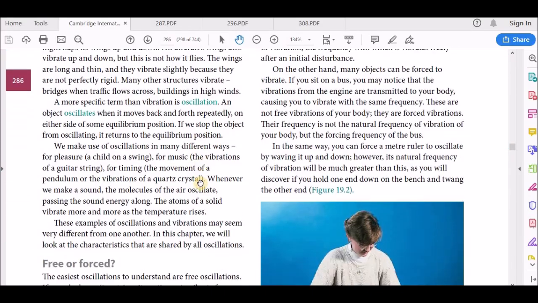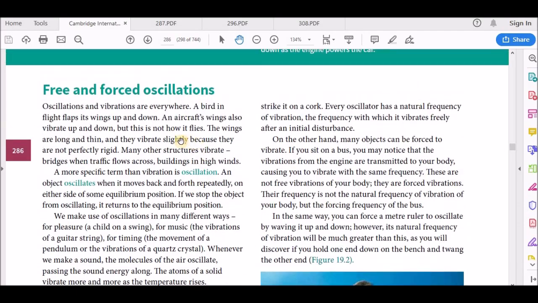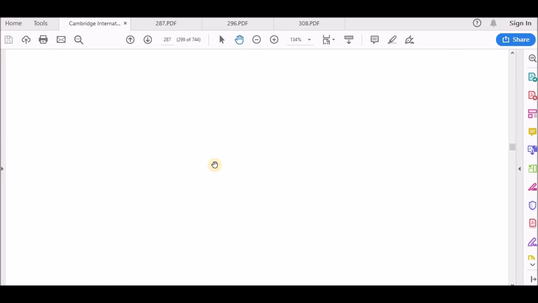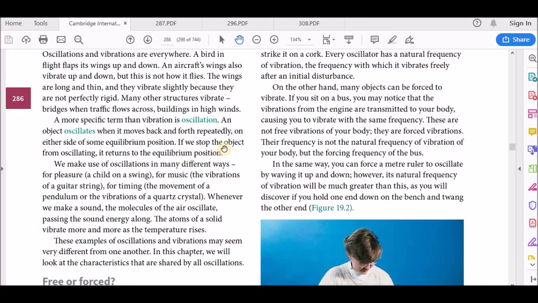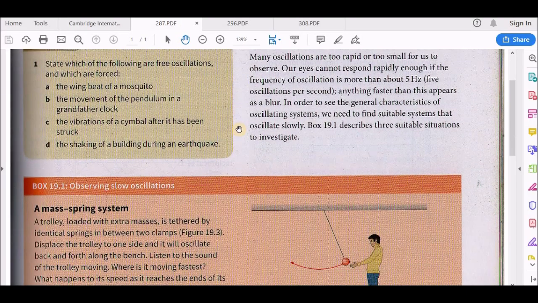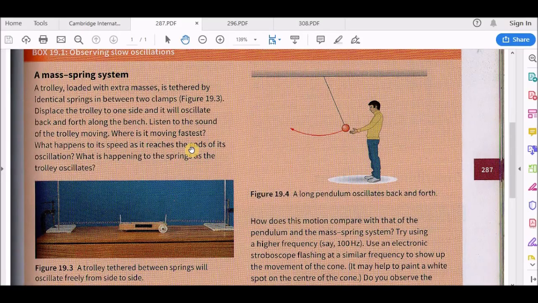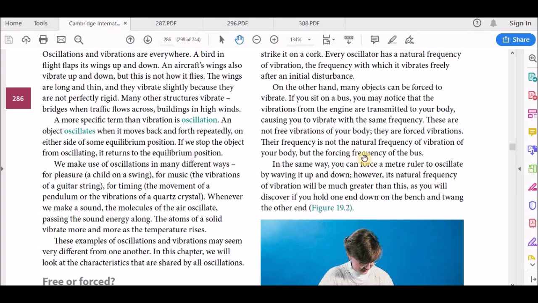Okay, so now you know what that is. We learned what oscillation is, we learned what free oscillation is. Now forced oscillation is when something is vibrating, you go with the vibration and cause it to vibrate. So that is a forced oscillation. Now there are some examples, we will see those, and here they have asked some questions about oscillation. Okay, we'll go through the rest of this.